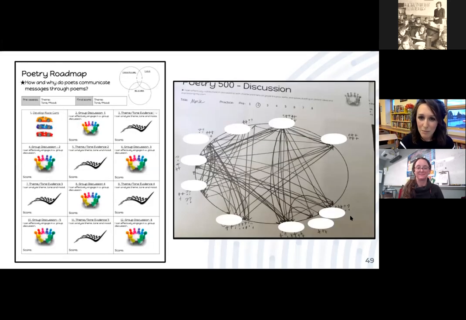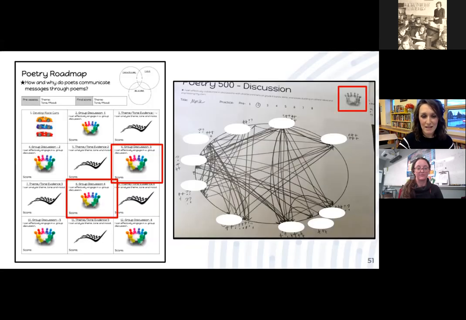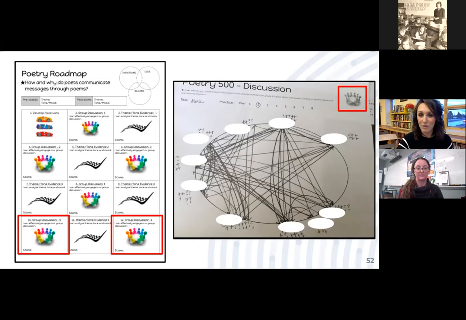This map was part of a poetry unit that I made so that, again, throughout the roadmap, I code the materials with images, giving them the same image as where they should be working in the roadmap. I mapped their talk for students over the first couple of times, but really by the end of the unit, they were tracking their own talk and mapping their own conversations on a similar diagram.